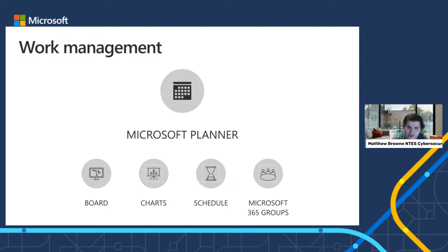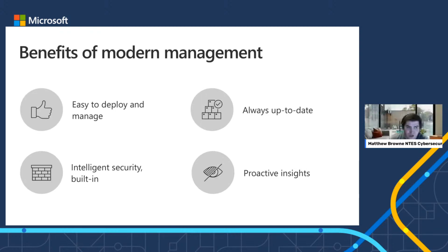Work management. It goes into how Microsoft Planner should be used, board charts, scheduling, 365 groups, all part of Intune, all part of Office 365, all part of Teams, all part of general life with Microsoft products in the cloud. So what I have noticed is Microsoft are keen on going through the likes of the benefits of modern management. It should be easy to deploy. It should always be up to date. You should have a proactive approach in building, maintaining and deploying it.